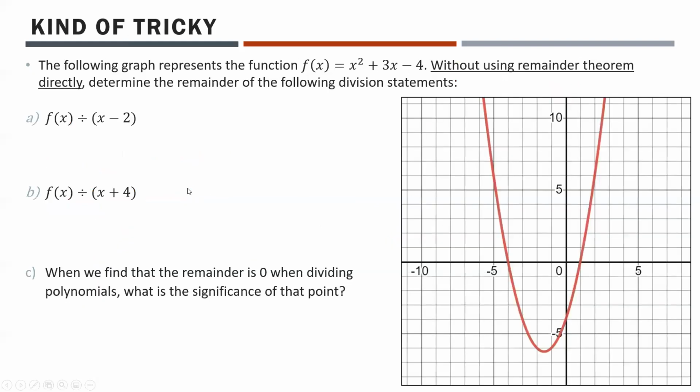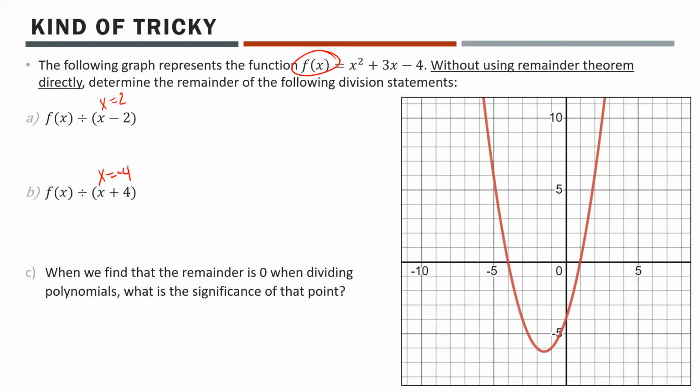This one's kind of tricky. It's more of a graphical way of looking at this. The following graph, this red graph right here, represents the function f of x equals x squared plus 3x minus 4. Without using the remainder theorem directly, determine the remainder of the following division statements. We're dividing by x minus 2 in the first part and x plus 4 in the second part. If we were to use the remainder theorem, I'd be plugging in x equals 2 here, and x equals negative 4 here, straight into this function and seeing what it gives me.